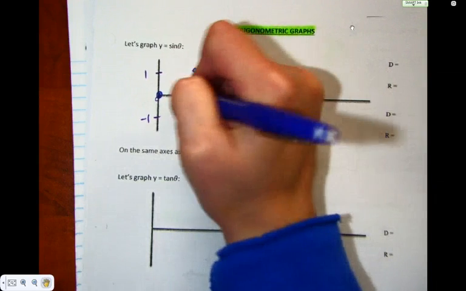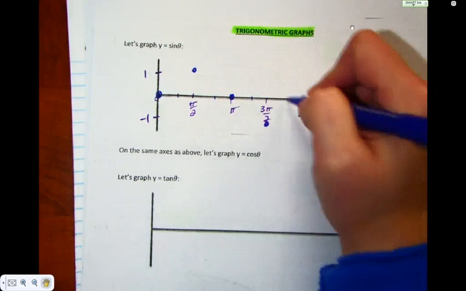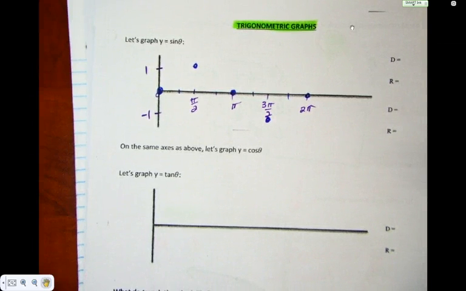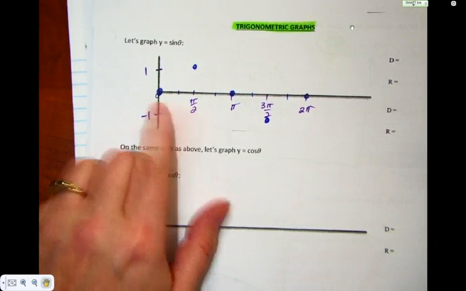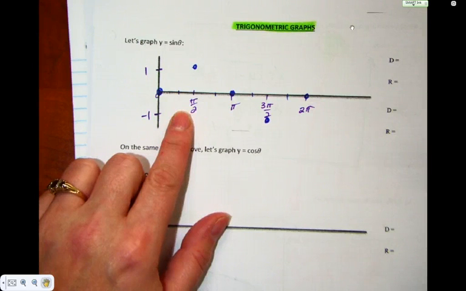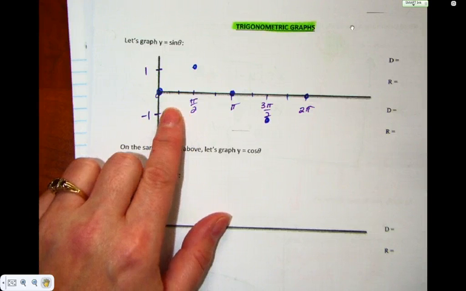Now what if I added ticky marks in between these? Okay, so I'm just going halfway between the units we just put in. Well, what's halfway between 0 and pi on 2? So what's half of the first quadrant? Pi on 4. And what's the sine value of pi on 4?